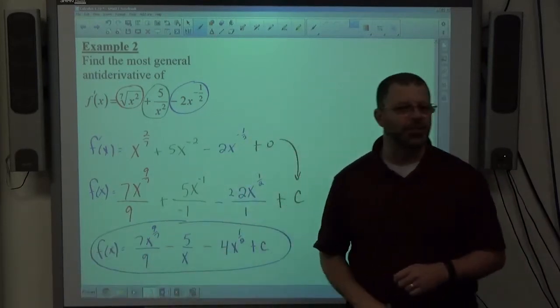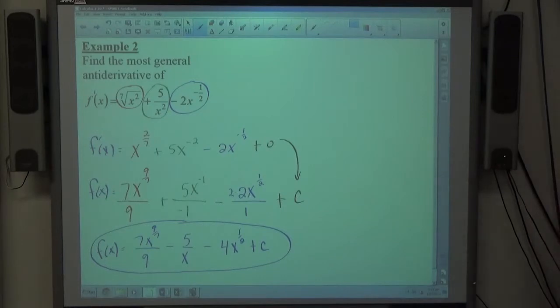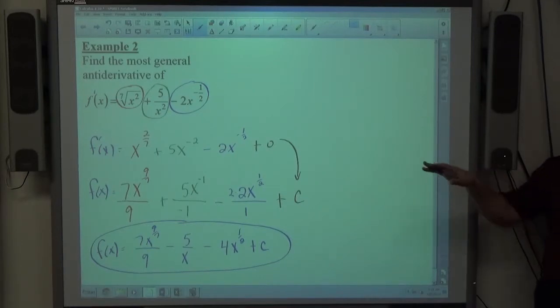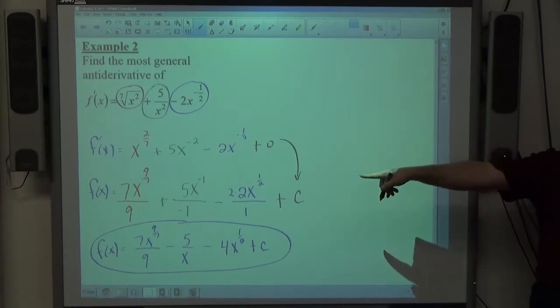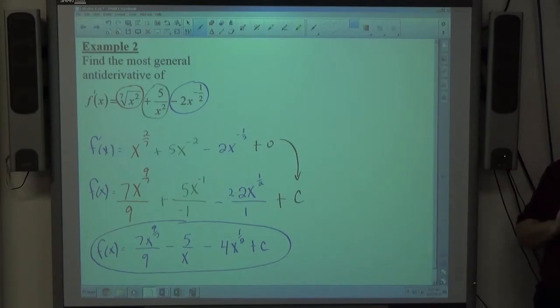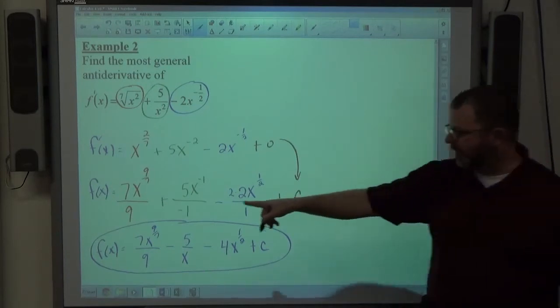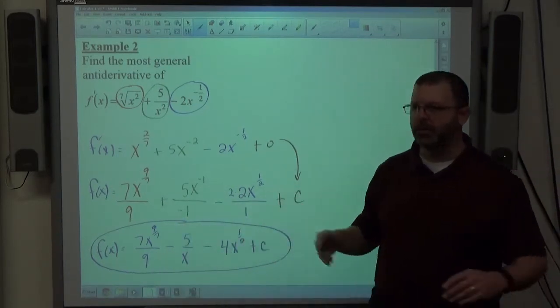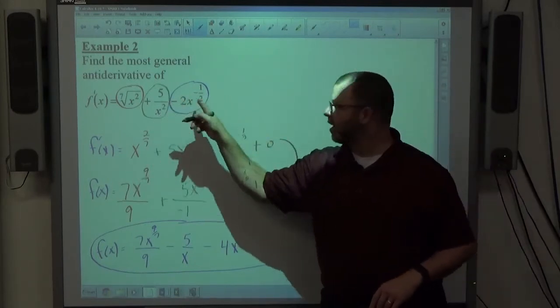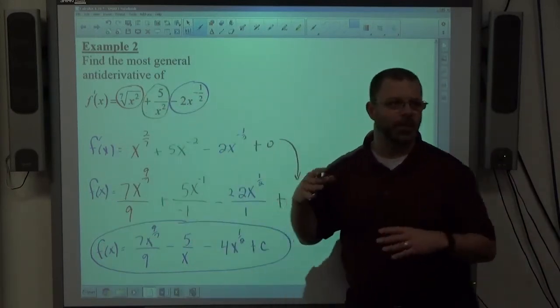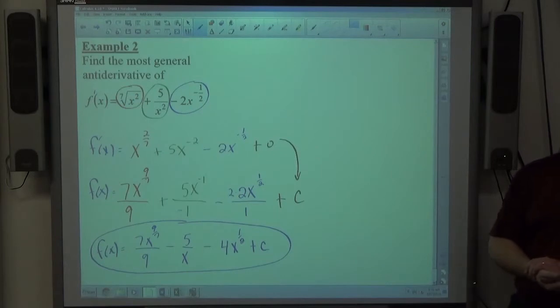X to the half power is just the square root of x, which isn't very hard to do. But I like my answer to be consistent, so if I did a fractional power for the first one, keep a fractional power for the last one. I don't want to have this as a fractional power, this as a square root. It just, to me, that seems kind of not good math. So, be a little consistent in what you do.